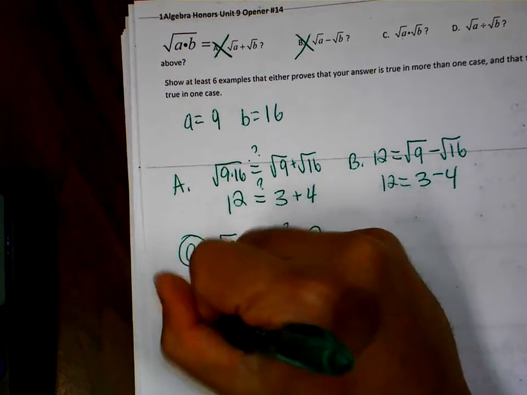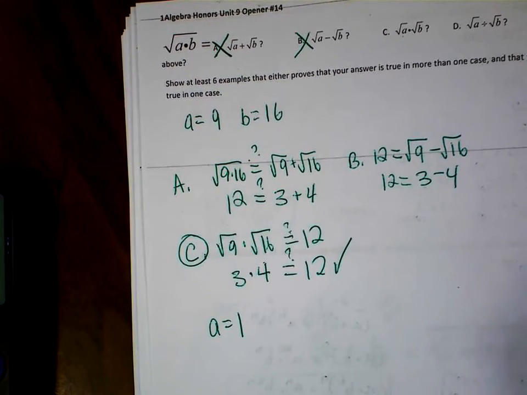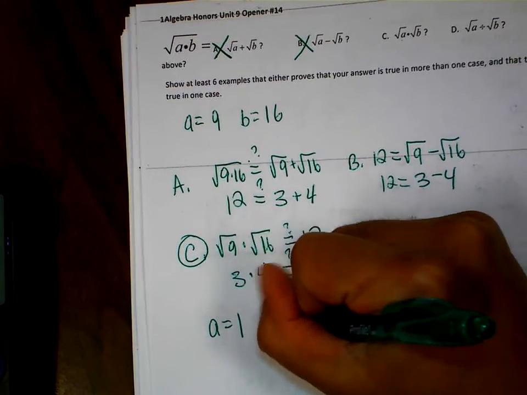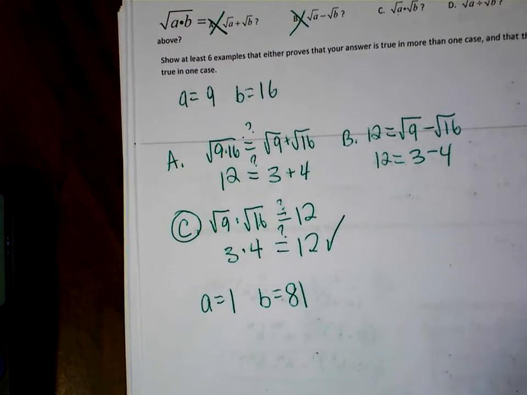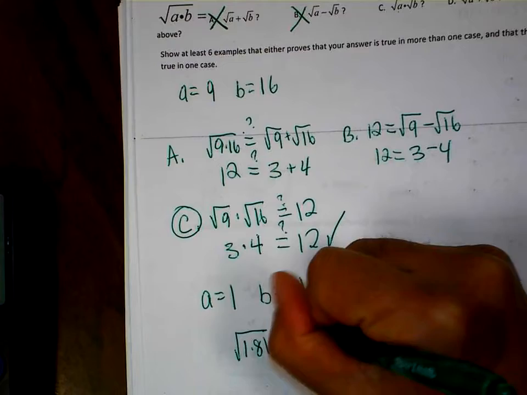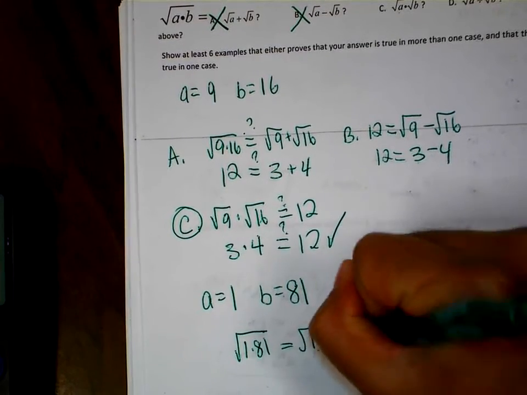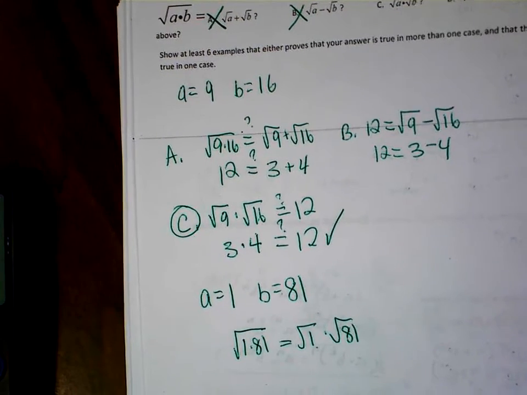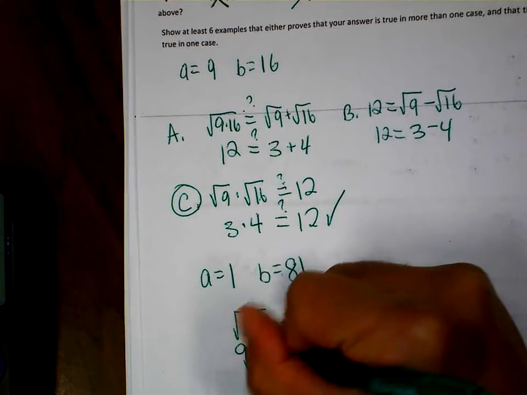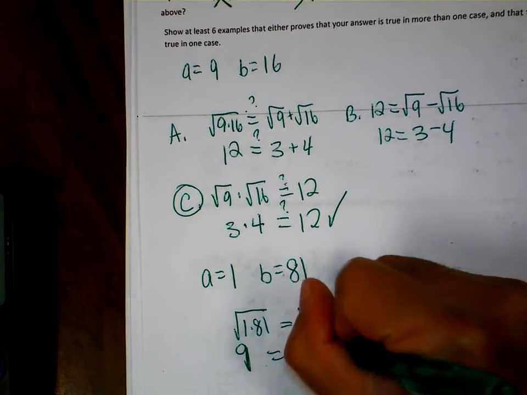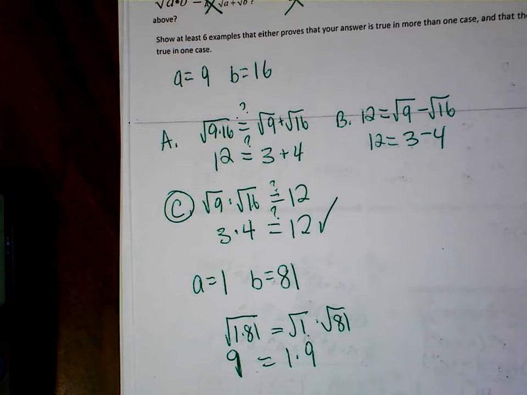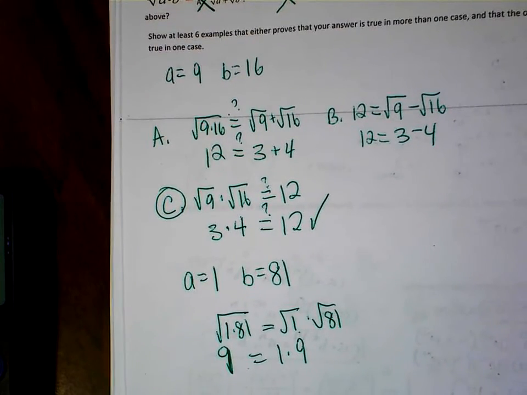Let's see. What if A were 1, because 1 times 1 is 1, and B were, I don't know, 81, which is 9 times 9. Is the square root of 1 times 81 the same as the square root of 1 times the square root of 81? In fact, it is. The square root of 81 is just 9, and this is 1 times 9. So that works.